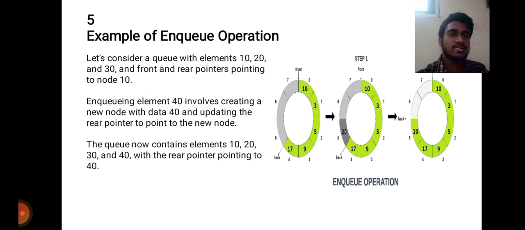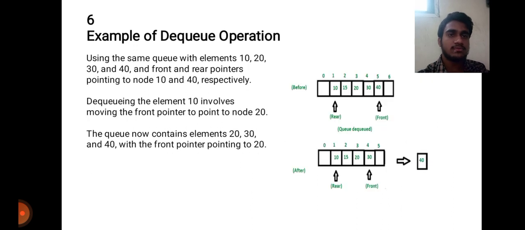First, we have to insert the element 10 at index 1, and 3, 5, 9 and 17. We have to insert the elements one by one. Last, we have to insert 40. We can see it in the figure.